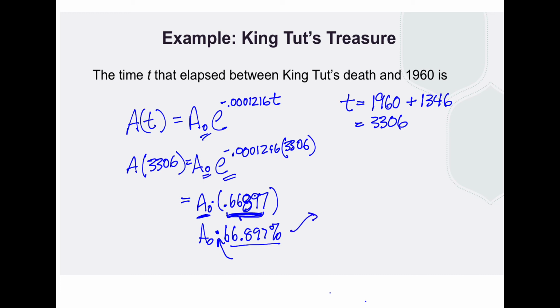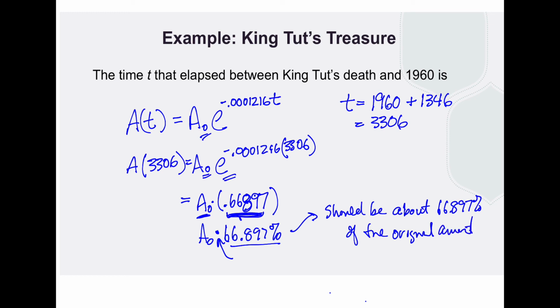So the amount of the original carbon remaining in the object should be about 66.897% of the original amount. And if that's the case, then we have found something that did date back to the exact same time period as the original values, which would be in King Tut's time period.